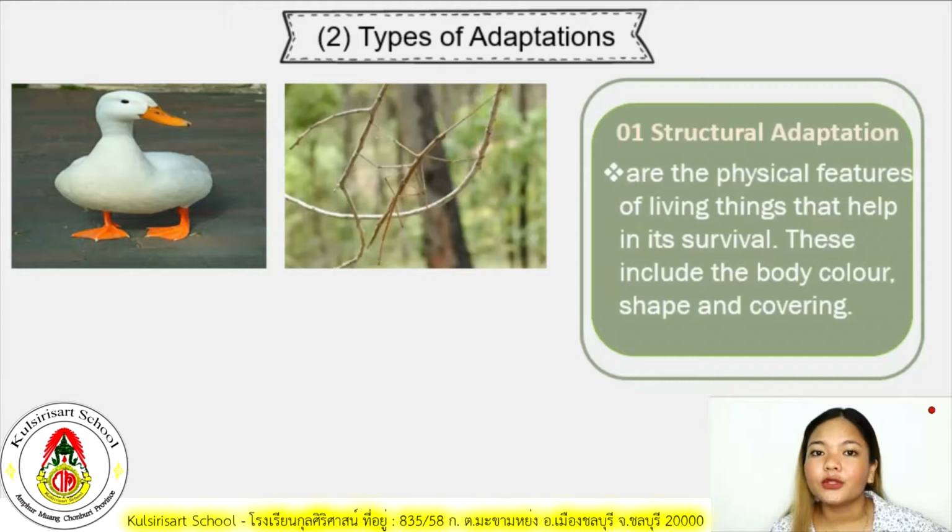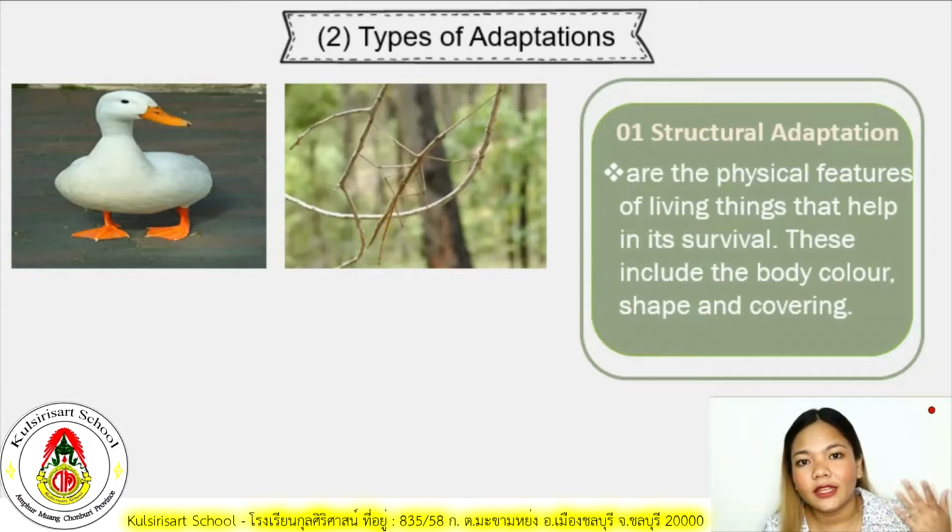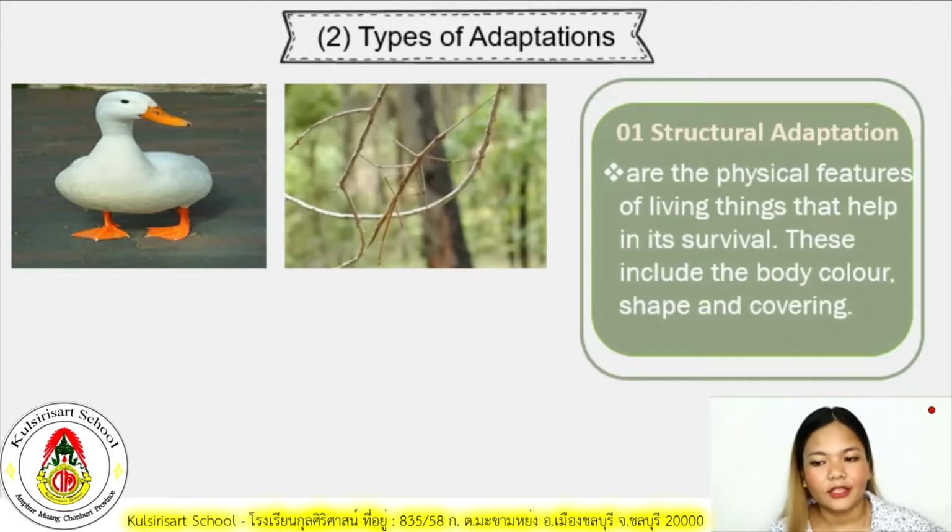Now, let's proceed to discussing the two types of adaptations. If you will notice, the video explained three adaptations, but in this video, we will just focus on the structural adaptation and behavioral adaptation. Let's discuss the first one, which is the structural adaptation. What do we mean by this one? Structural adaptations are the physical features of living things that help them in their survival. This includes the body color, shape, and covering.